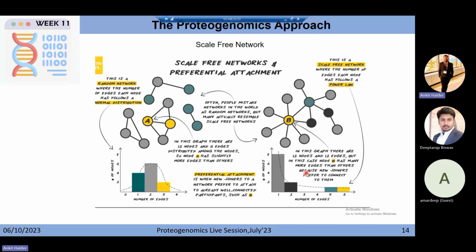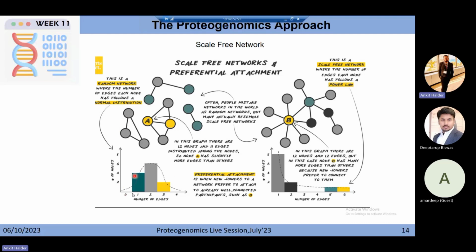Similarly, in a random network, the number of edges each node has follows a normal distribution. That means some nodes will have the lowest number of edges and some will have the highest, and similarly the counts will reduce on either side. So the distribution will be the same.